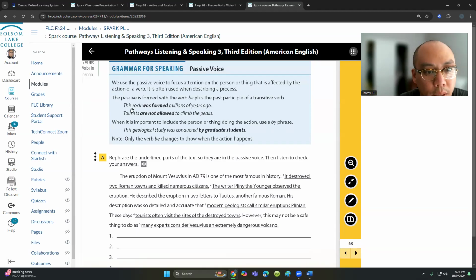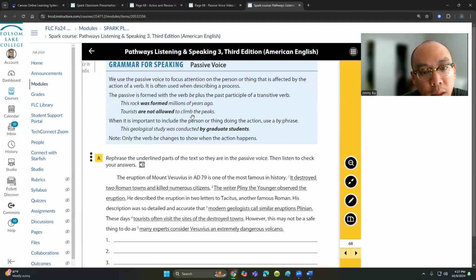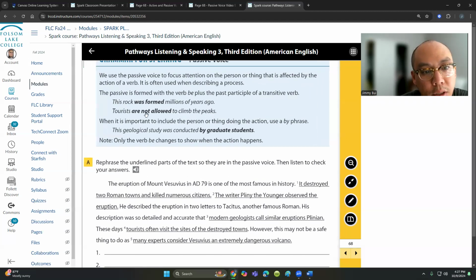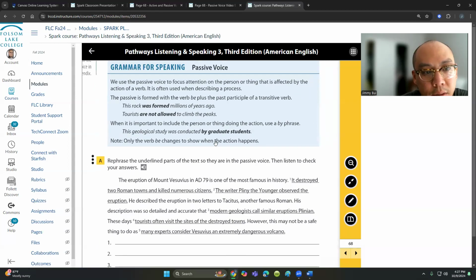So in this case, because the rock is the object essentially, right? We are able to give more information of the rock. And so climbing the peaks here, tourists are not allowed to climb the peaks. So the past participle of the verbs formed, was and are is the verb be. And then we add the past participle for the transitive verbs formed and allowed.